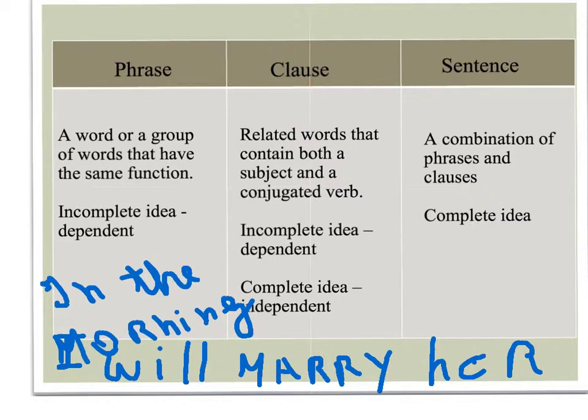A clause: related words that contain both a subject and a conjugated verb. A clause can be dependent or independent. Incomplete idea, dependent. Complete idea, independent. For example, because I love her. Incomplete idea. So what? What do you mean? Complete idea: I wouldn't change anything in my life. Independent.